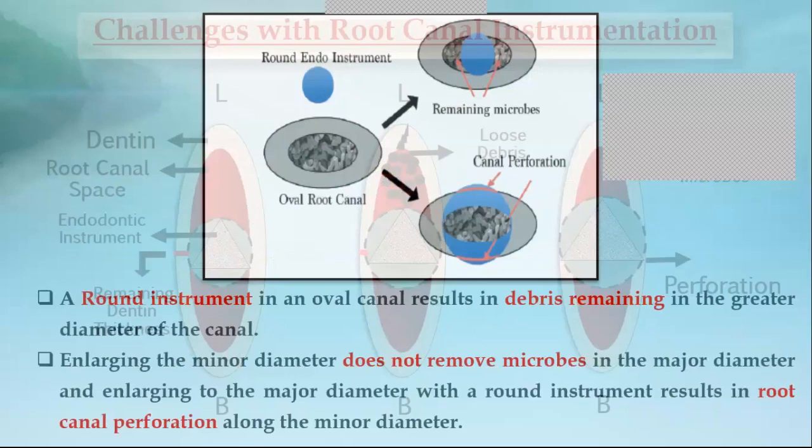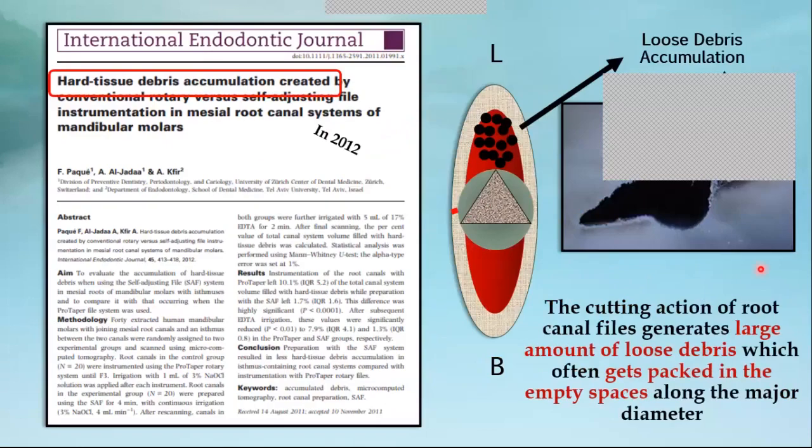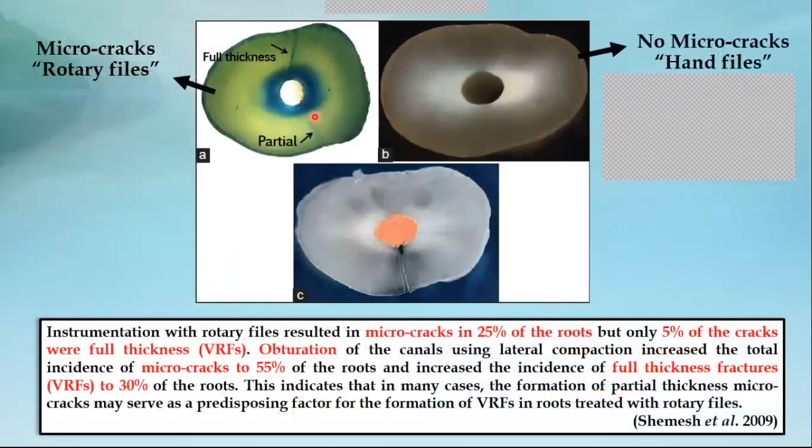Here is an attempt to increase the size of the file, leading to canal perforation, and we can clearly see the packed debris in the oval root canal, and the round cross-section made by the introduced file. This is totally inadequate. And here are the microcracks formed in dentine after preparation, and here after obturation.